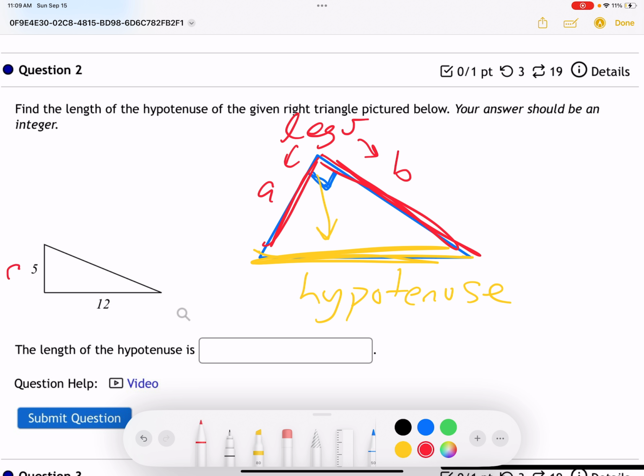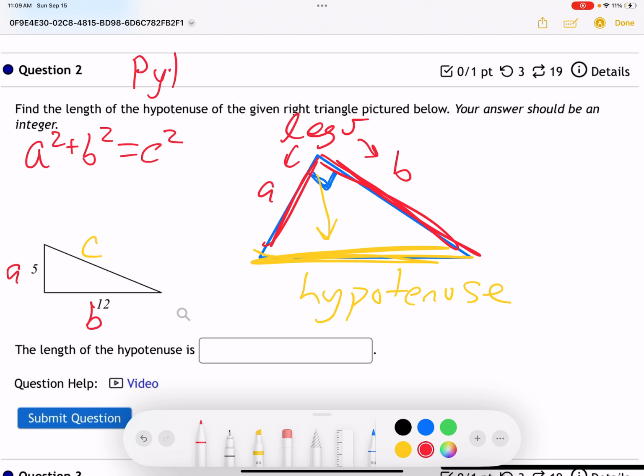In this case, our A and B, our legs, are 5 and 12, and our C is our hypotenuse, and we don't know what that is. The Pythagorean theorem says this: a squared plus b squared equals c squared.